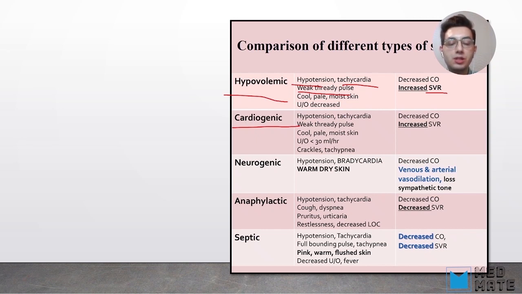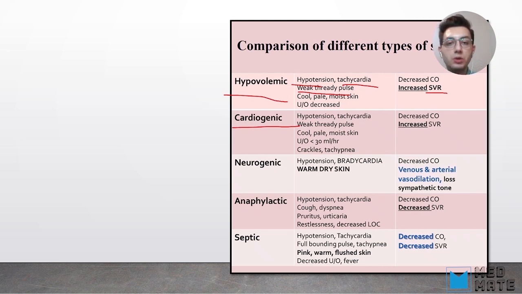In cardiogenic shock, the heart cannot pump the blood properly, so blood is not getting into the organs. There we are developing cardiogenic shock. For example, in cardiac tamponade, we can have cardiogenic shock. Here again, we have decreased cardiac output and we have increased SVR.